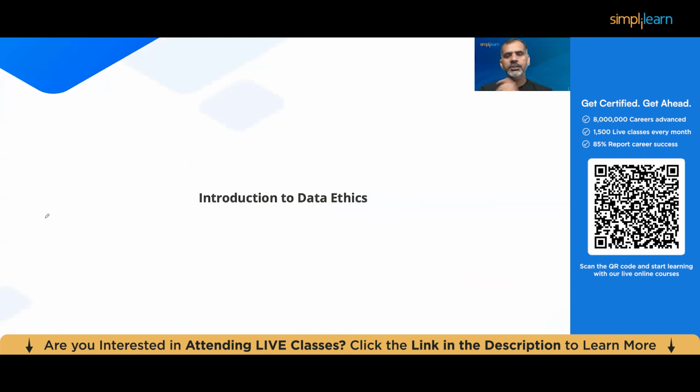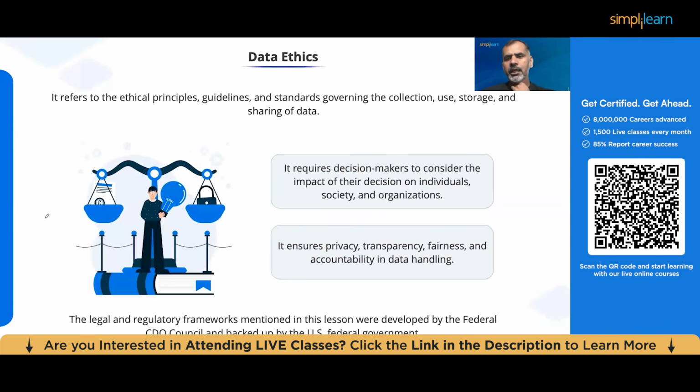So let's start with an introduction to data ethics. This is the first thing, where we need to understand what data ethics is and what comes under data ethics. We can say that data ethics addresses questions regarding the different ethical principles, guidelines, and standards governing the collection, use, storage, and sharing of data. Whenever you are collecting data, what are the principles of collecting, using, storing, and even sharing data? And I would add one more thing, the processing of data, like how you process that data is also very important.